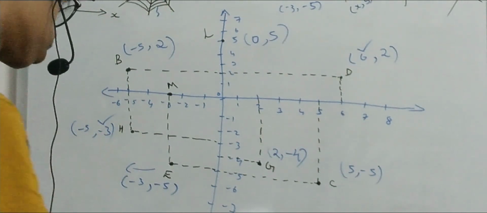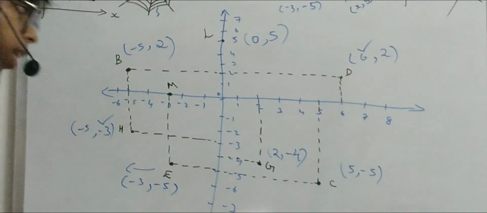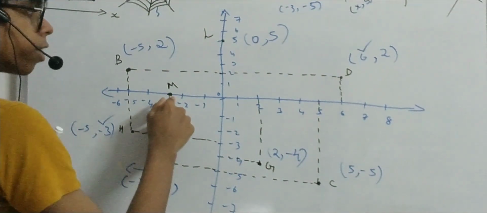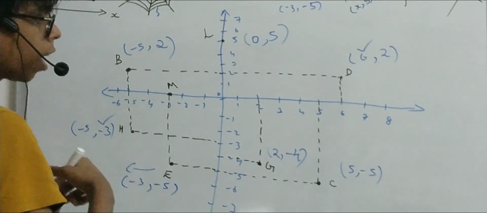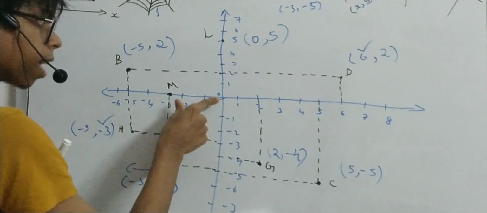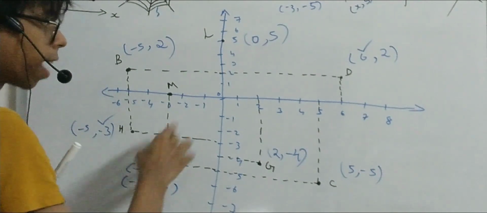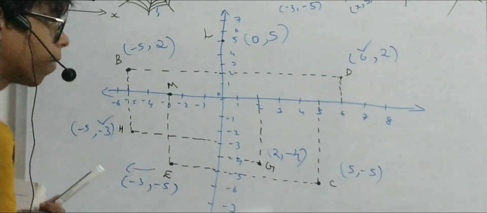The eighth one is the coordinates of the point M. Just see over here, the point M lies over here. You can see this point M is lying on the negative x-axis at -3, and it does not meet at any other point on the y-axis.